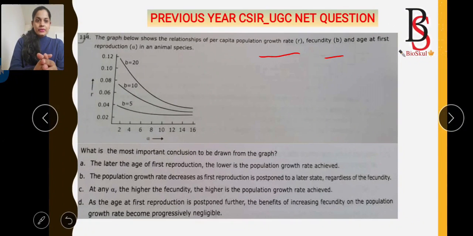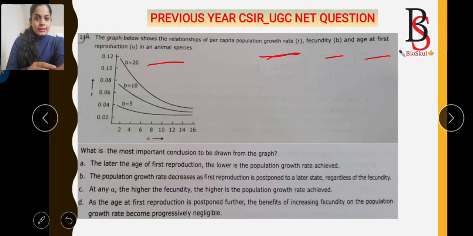So here is the previous year CSIR UGC NET question. The graph below shows the relationship of per capita population growth rate, represented by r, fecundity as B, and age at first reproduction, alpha. Fecundity is the physiological ability to reproduce. Age at first reproduction is represented as alpha in animal species. So here is the graph.